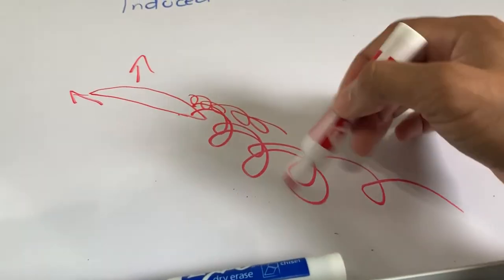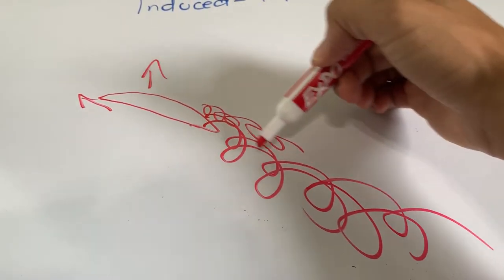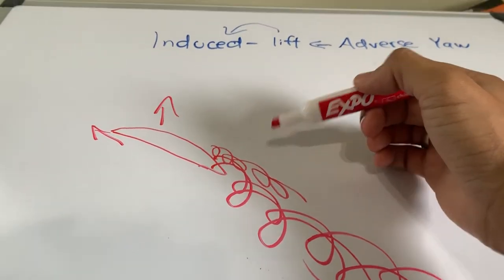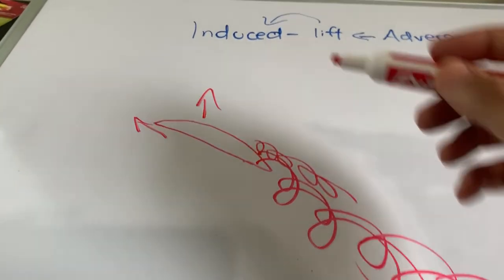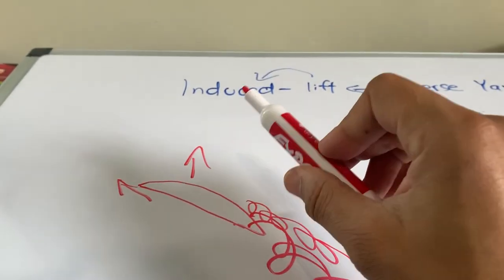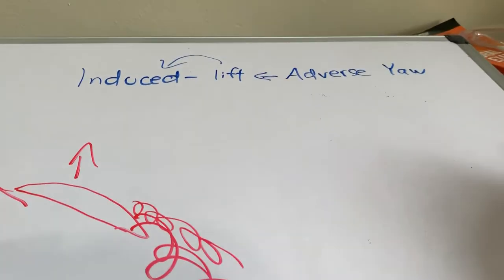This right here is your lift induced drag. This also has an effect on your ground effect, as we'll get into a little bit later on in this video, but this is lift induced drag. So anytime you have lift, you have lift induced drag. Now, what does this have to do with adverse yaw?